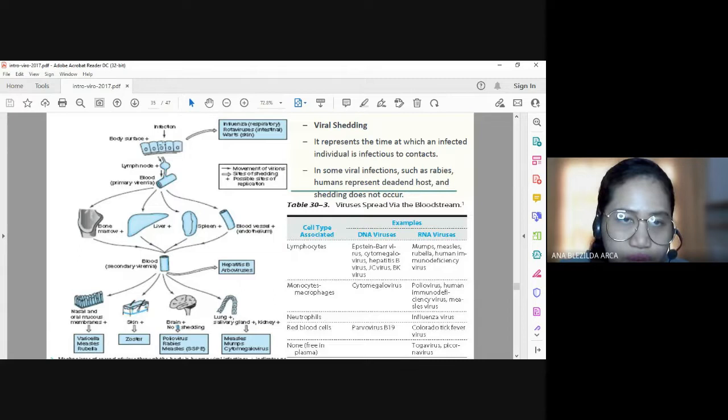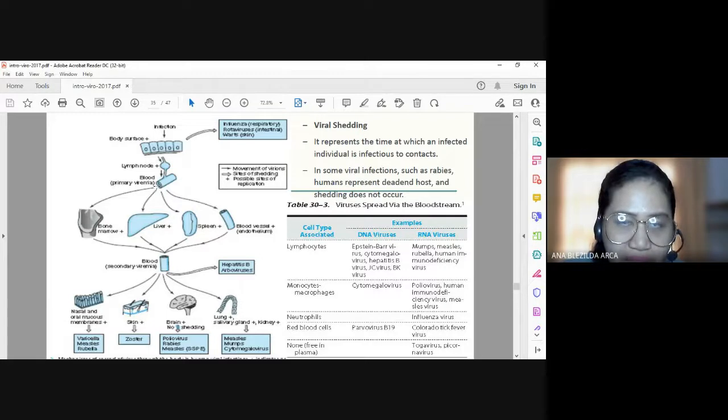Tulad nito, from the body surface, ito yung virus. Tapos, napunta siya sa lymph nodes mo. 'Di ba? And then, papunta siya sa blood. Kapag dating niya sa blood, andun yung mga cells. So, ang gagawin niya, sasakay siya sa mga cells na yon. Ito yung kanyang mga sinasakyan ng mga cells. Okay? And then, kapag nasa blood na siya, ang tawag doon ay primary viremia.